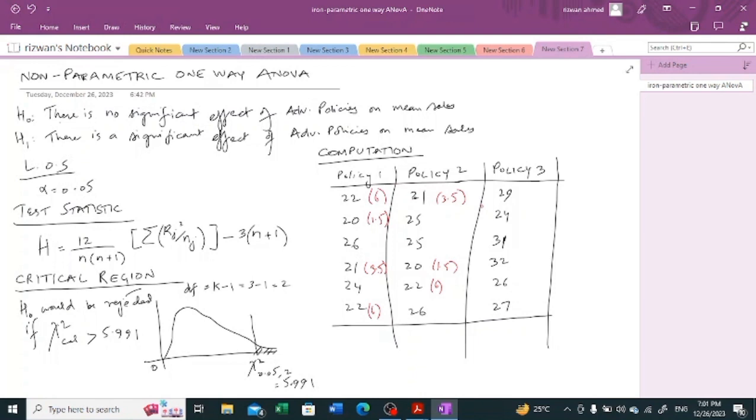Now, up to 7, we have utilized the ranks. The next higher value: is there any 23? No, it's not there. So 24 is the next higher value after 22, and 24 is occurring here, this one, and this one. So there are two 24s available in the data. The ranks would be 8 and 9, and the average of 8 and 9 is 8.5.